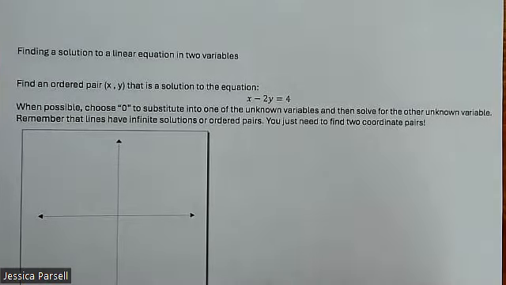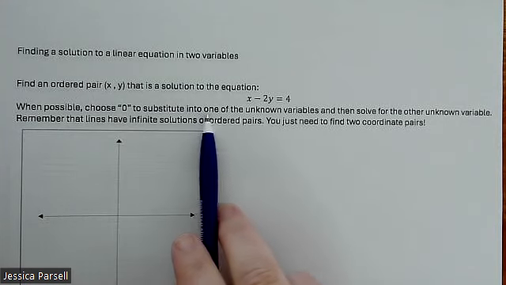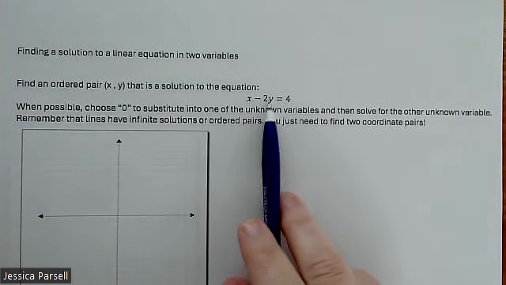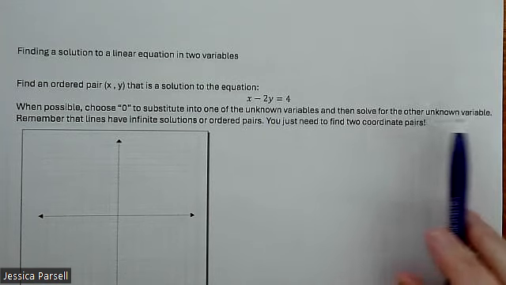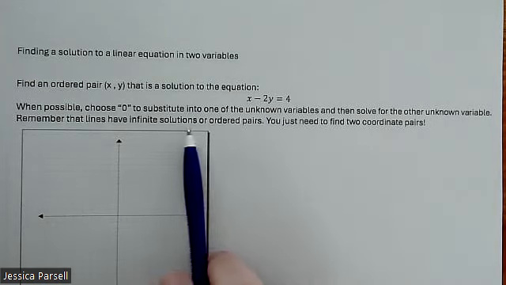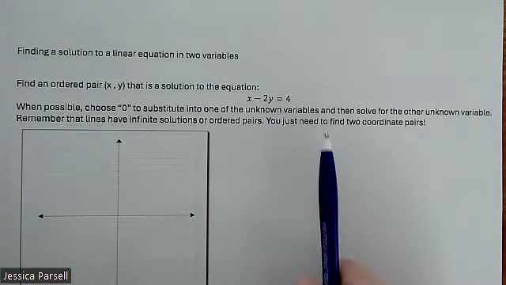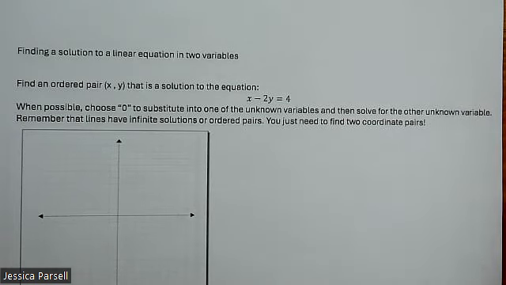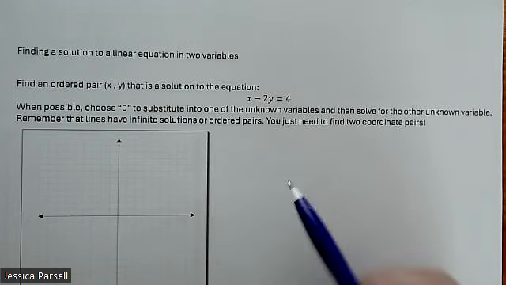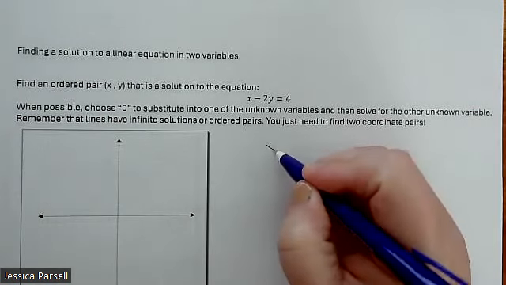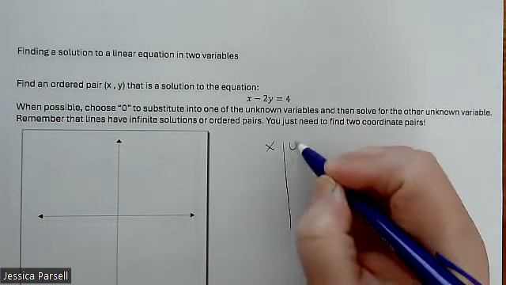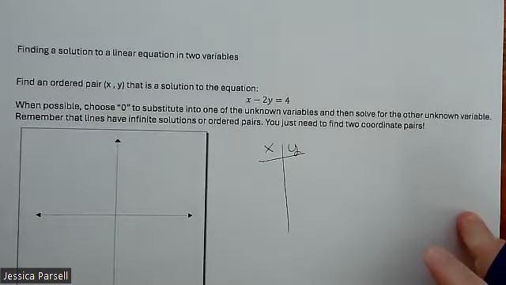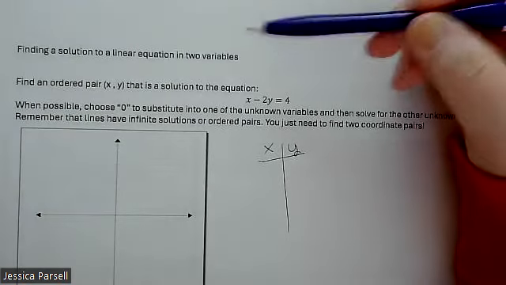So here's my hint. When possible, choose 0 to substitute into one of the unknown variables, and then solve for the other unknown variable. Remember that lines have infinite solutions or ordered pairs. You just need to find 2 coordinate pairs. So in this case, I'm going to make a little chart, probably going to do that for most of these problems, an xy little table.